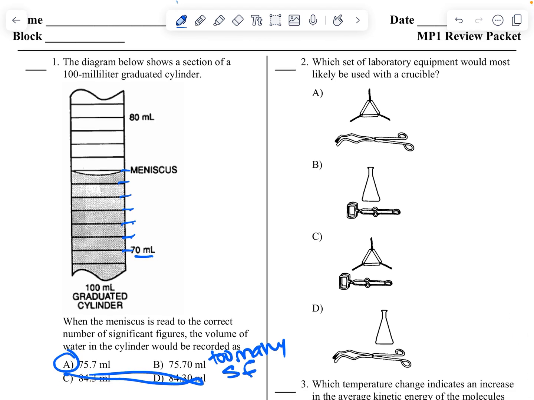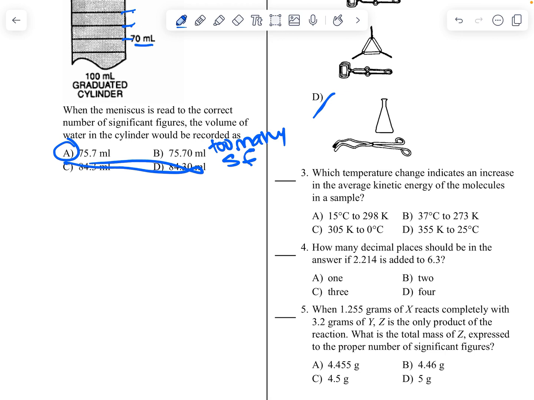So a crucible is a teeny tiny little thing. It looks like an acorn. And so you would need a clay triangle. So these do not have clay triangle. And crucible tongs, which is choice A. So 2 A's. Number 3, which temperature change indicates an increase in the average kinetic energy of molecules in a sample? So average kinetic energy is code for temperature.